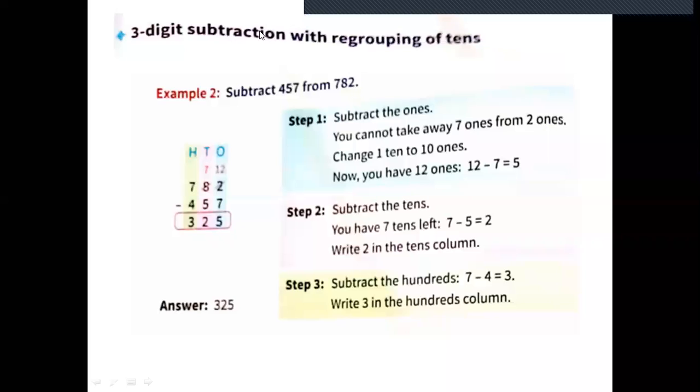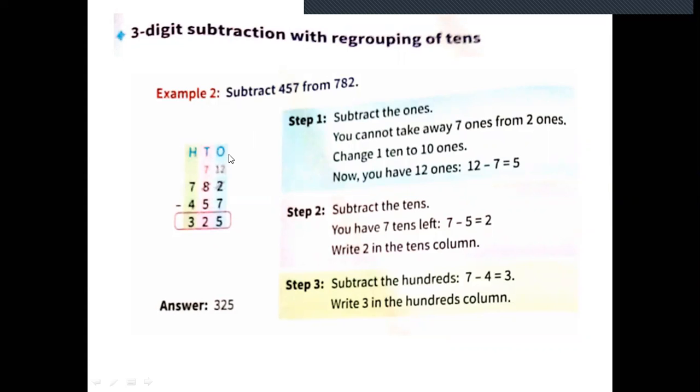Next we will see 3-digit subtraction with regrouping of tens. Example 2. Subtract 457 from 782. Always write, as I told, hundreds, tens, ones place. 782 we are writing here and 457 we are writing down. This number you have to write up and this number you have to write down.